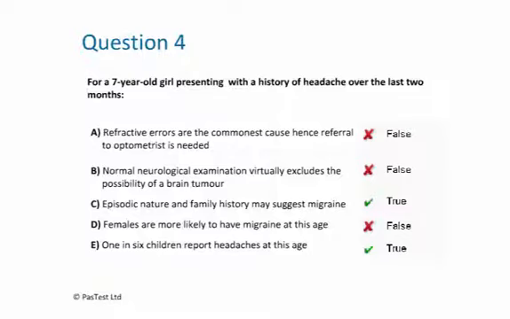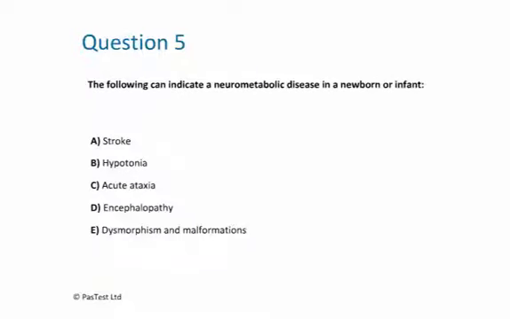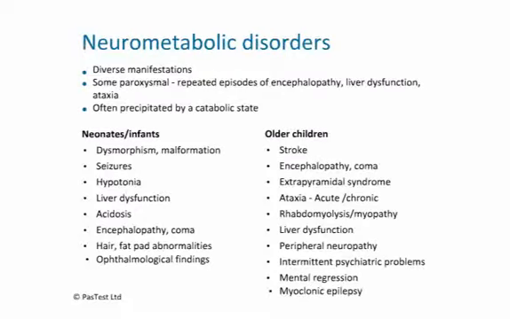Another MCQ: following can indicate neurometabolic disease in a newborn or infant. 1. Stroke. 2. Hypotonia. 3. Acute ataxia. 4. Encephalopathy. 5. Dysmorphism and malformations. This question again depends on some basic factual understanding of neurometabolic disorders. The manifestations of these are really diverse, dependent on the underlying metabolic pathway involved as well as the age.